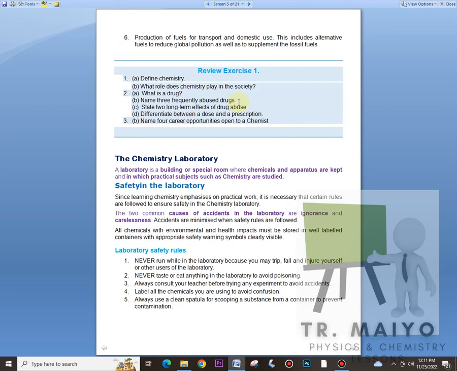So now in this case, when I'm giving you this question, name 3 frequently abused drugs, not you. Even if it is you, you just give us the drugs. State 2 long-term effects of drug abuse. State 2 long-term effects. Now I'm becoming too specific. Long-term alone. Differentiate between a dose and a prescription. Name 4 career opportunities open to a chemist.